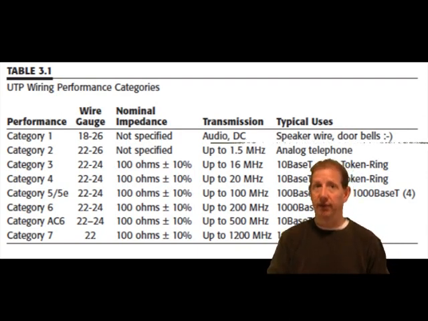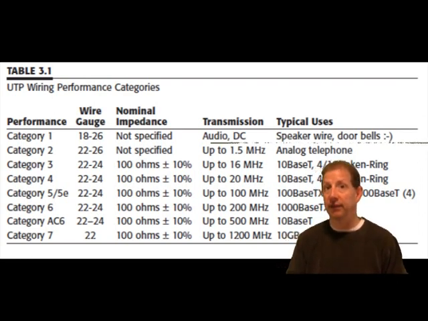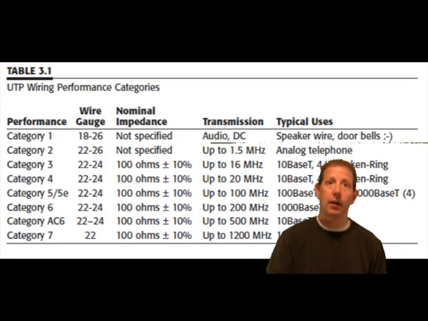Then there's Cat7. Now Cat7, the newest of the standards, is undergoing considerable development, but is able to support bandwidth of 1200 megahertz, roughly equivalent to the 11801 Class F.